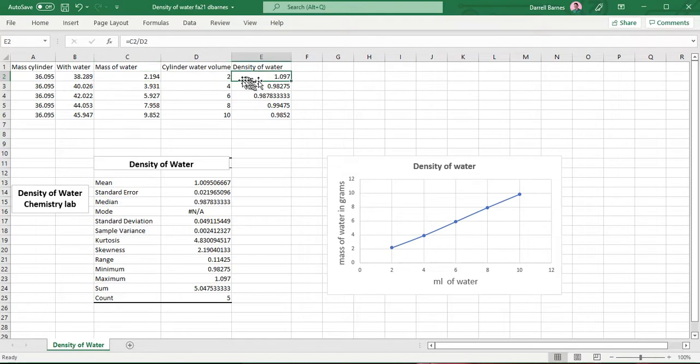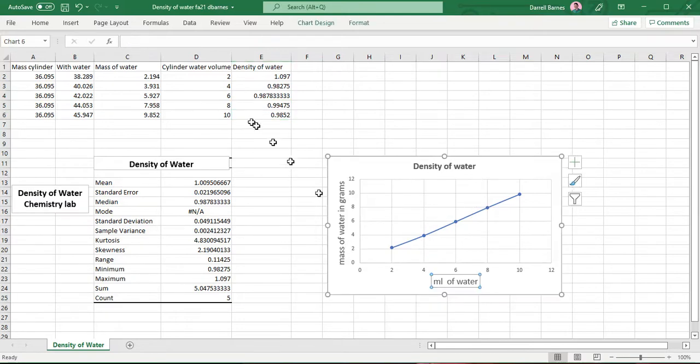Then in this cell over here, you can notice that I took the mass of the water and divided it by the water volume to determine the density. Notice that in this chart down at the bottom right we have milliliters of water. That is this set column of information, and then the mass of the water is this set right here.